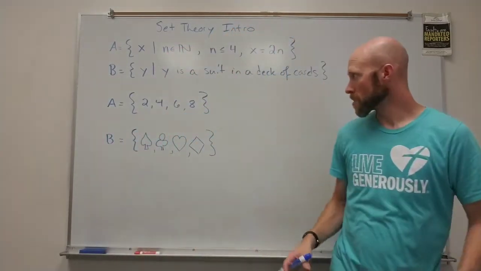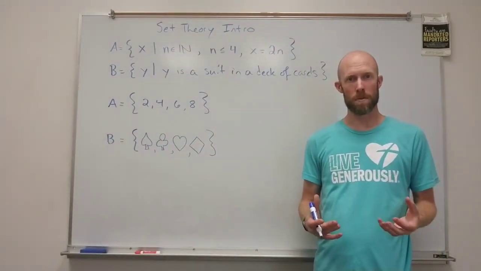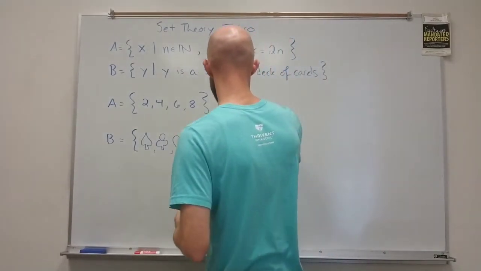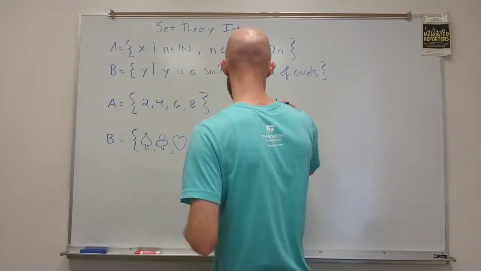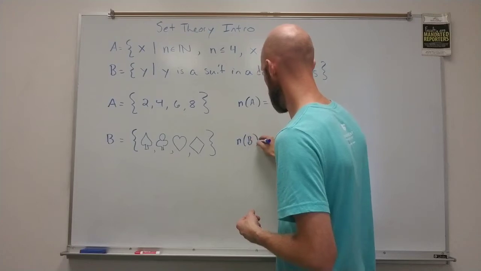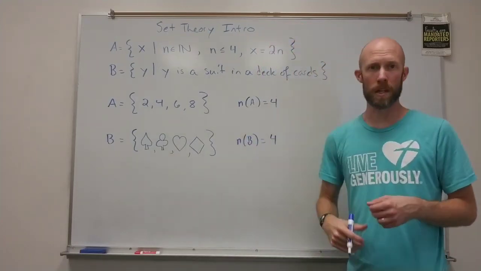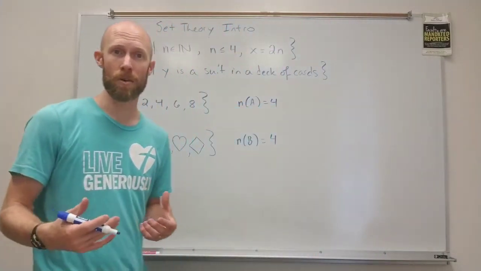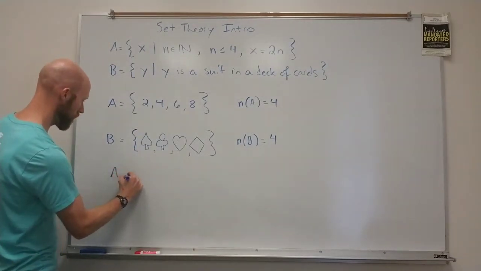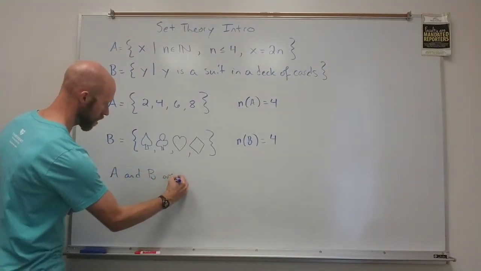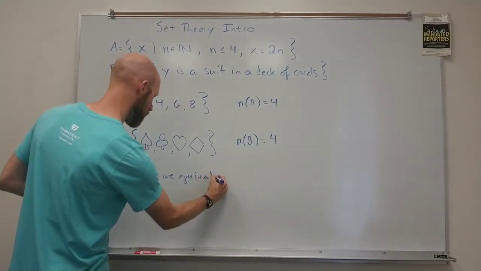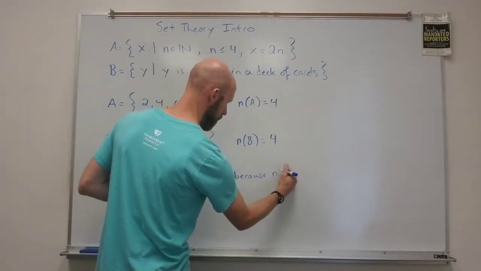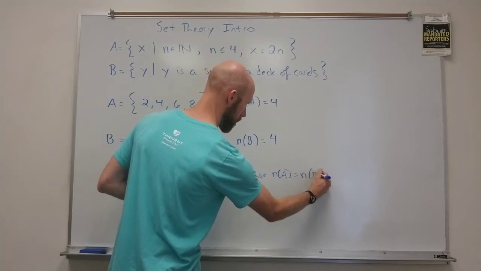Now, what's interesting is that these sets are very unrelated in terms of what their actual elements are, but they're related in their cardinalities. Notice that n of A is equal to 4, and n of B is equal to 4. The cardinality of A, the cardinality of B, the number of elements in each one is 4, which makes these 2 sets equivalent, even though they're not equal. Okay, so we'd say that A and B are equivalent because n of A equals n of B. All right?